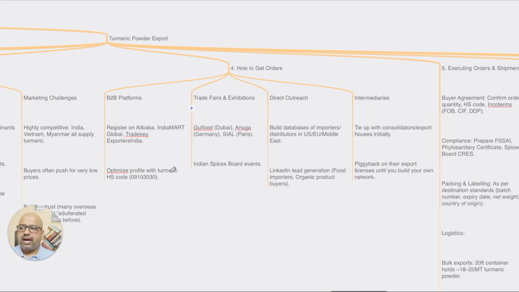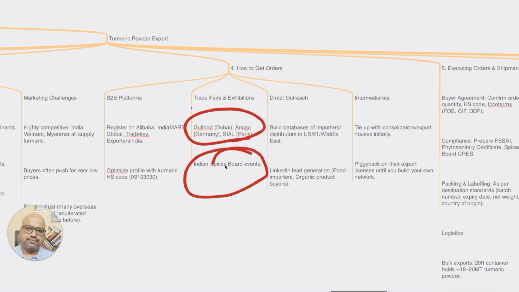Optimize all your turmeric products to this HSN code 09103030. And moreover, to get orders, please attend trade fairs. If you have money, please go and visit. If you don't have money, please purchase this data which is available in the international market.